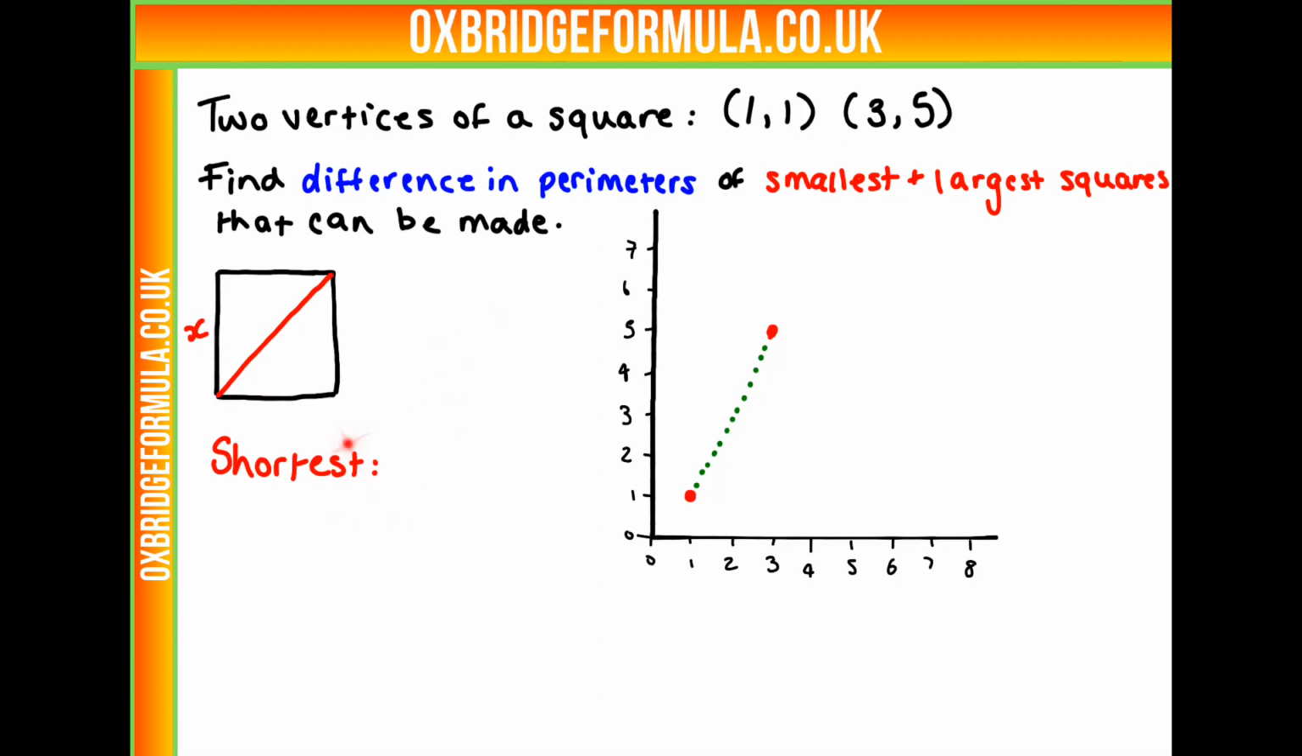So now we want our smallest square's perimeter. I've just labelled the side of our square x, and we know that this line in the middle is going to be this line here. So our perimeter is going to be 4x.